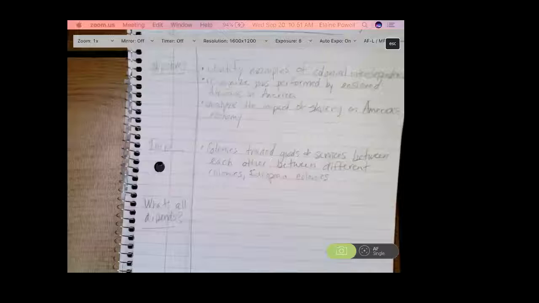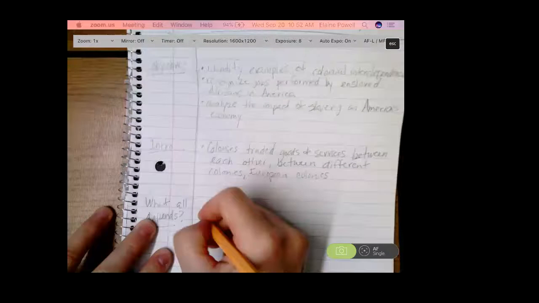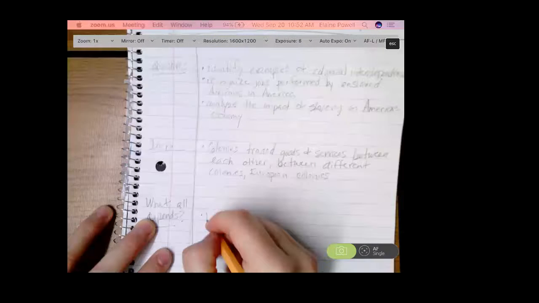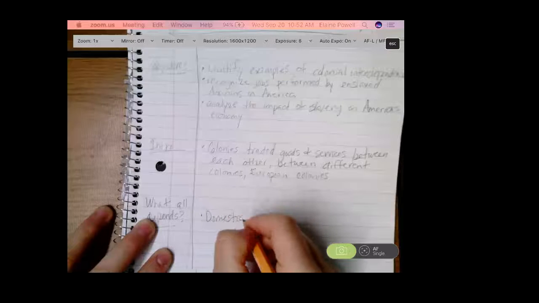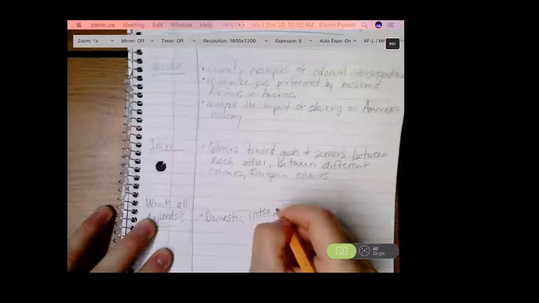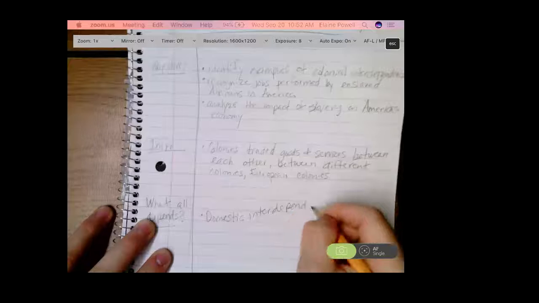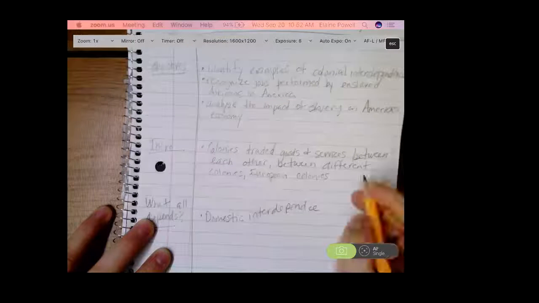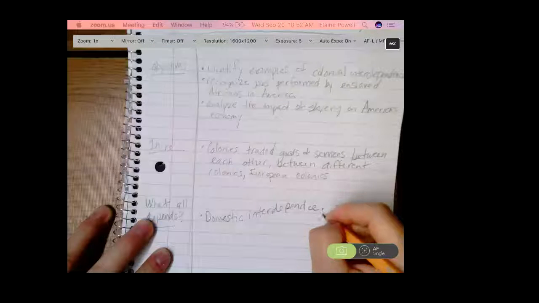So we might want to hover over that and write down the definition for that vocabulary word, right? So we would put down here, I think you said domestic, right? So we could put down domestic interdependence. Sorry, I was looking at the screen as I was writing to make sure I spelled it right. So now it's all kinds of goofy, right? So I've got that down.